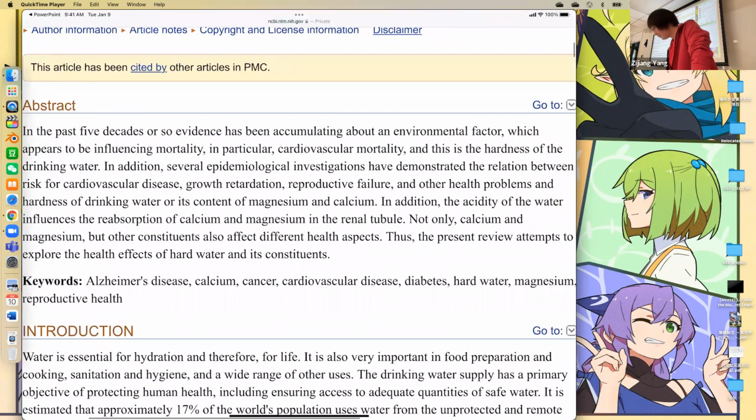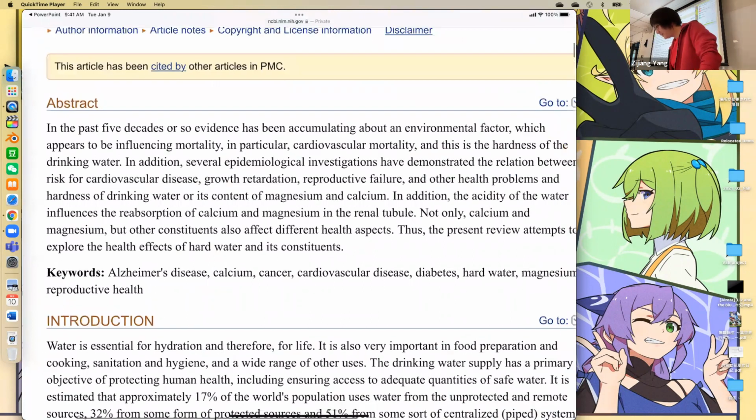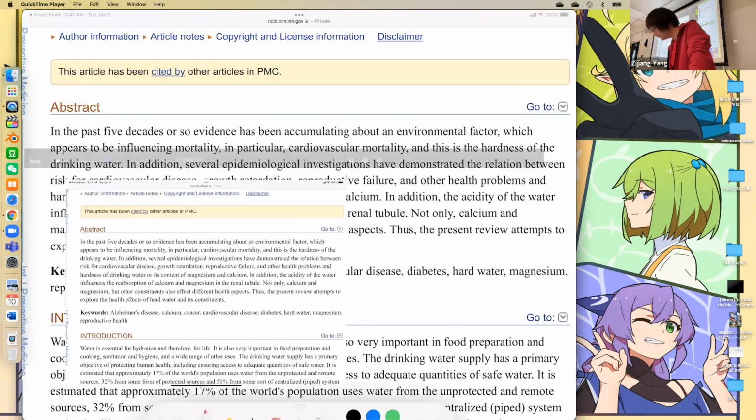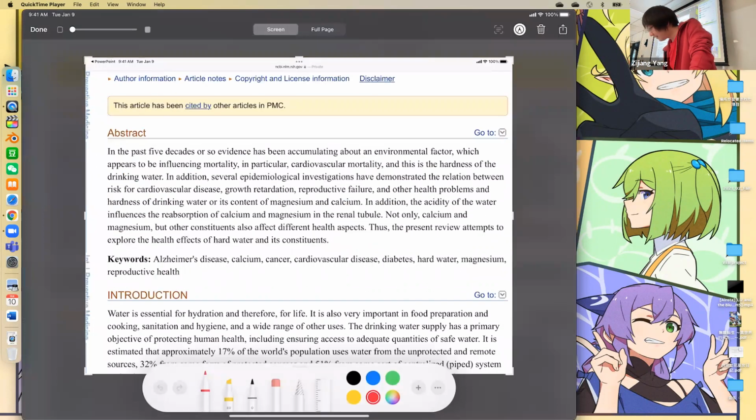Evidence has been accumulated by environmental factors which appear to influence mortality, and in particular cardiovascular mortality, and this is the hardness of the drinking water.